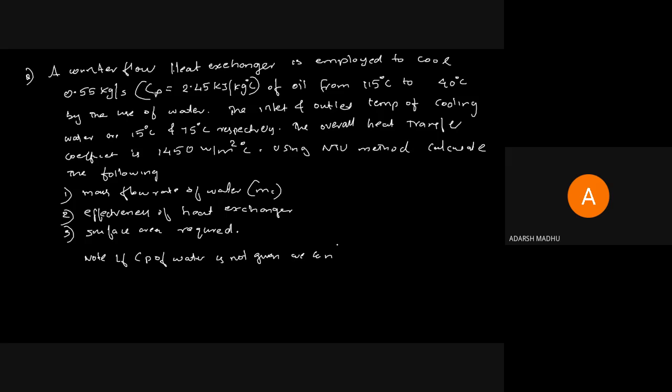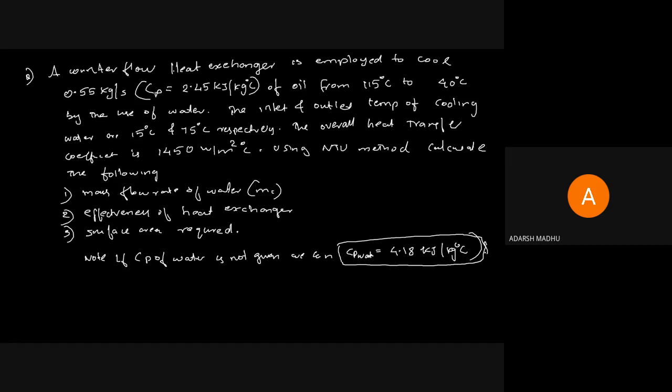So if the Cp of water is not given, we can assume the standard value. It is a constant value, and you should remember it by heart. It is 4.18 kilojoule per kilogram degree Celsius. Cp of water, please mark it as important and keep it in a box. Cp of water is 4.18 kilojoule per kilogram degree Celsius.